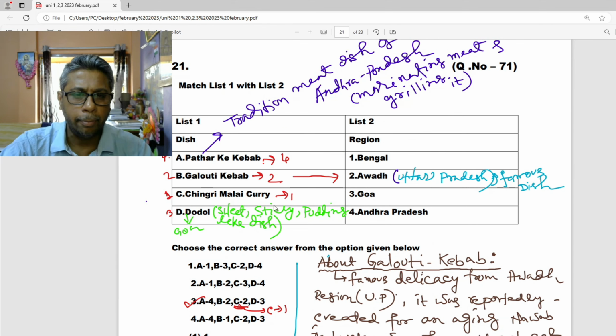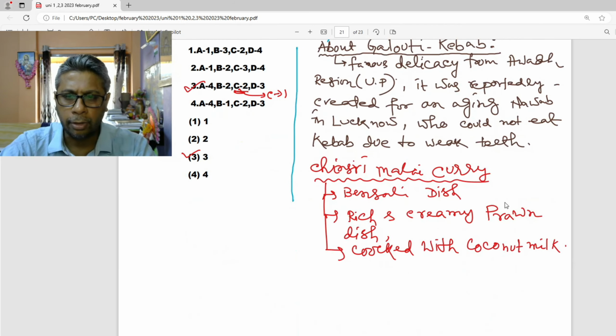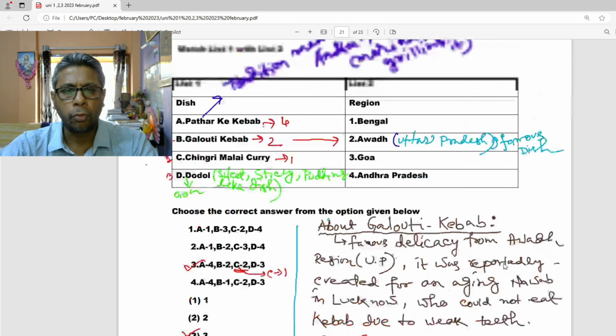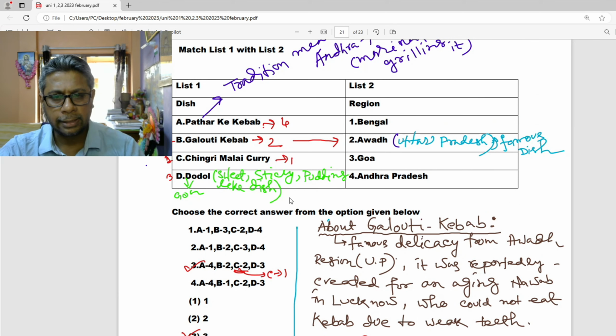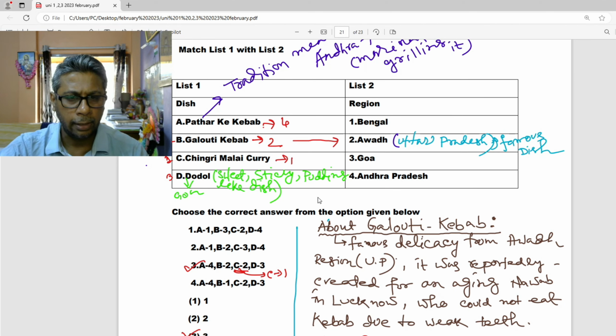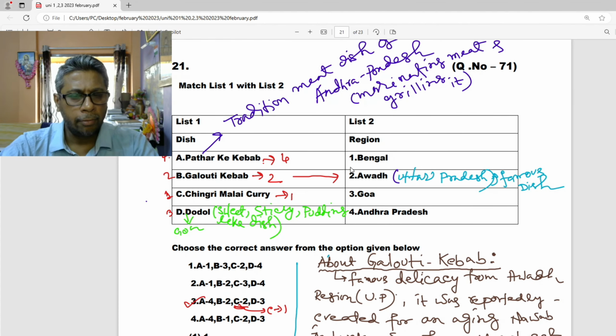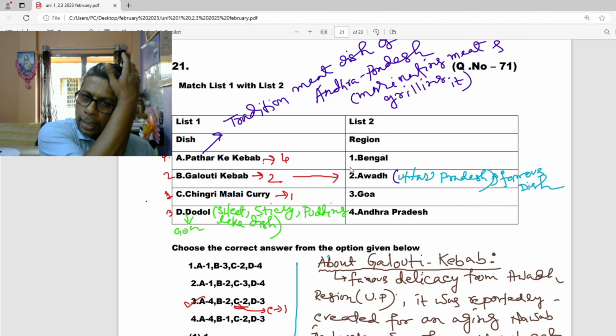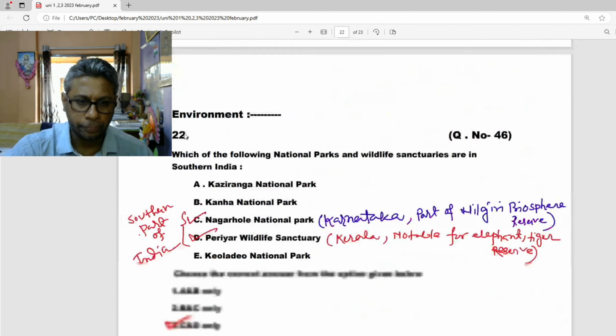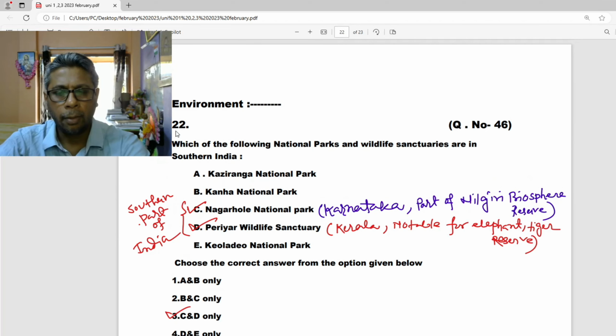Third, Chingri Malai curry is a famous dish in Bengal. What is Chingri Malai curry? It is a Bengal dish, a rich and creamy prawn dish cooked with coconut milk. And finally, dodol, the sweet, sticky pudding-like dish, is famous in Goa. I have given not only the correct option, I have also analysed the other options from this question. Next question, number 46.